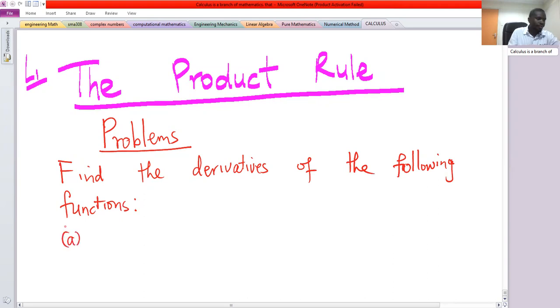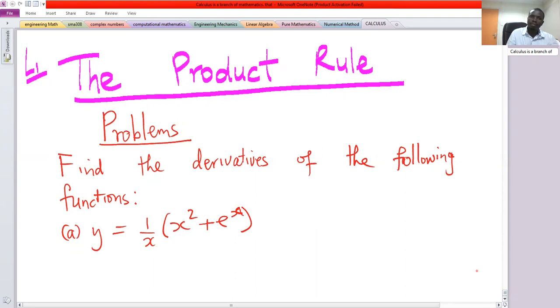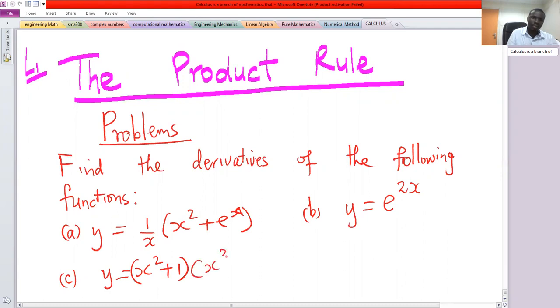For the first one, y equals 1 over x into x squared plus e raised power x. And then b, we have y equals e raised power 2x. C, we have y equals x squared plus 1 times x cubed plus 3.